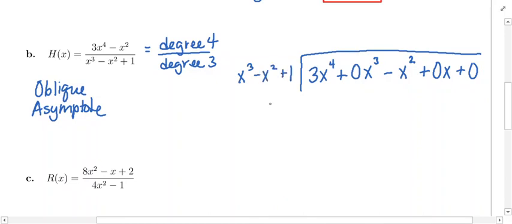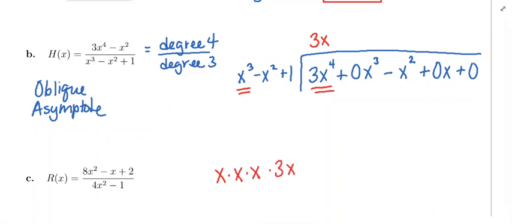Here we go. The first thing you're going to do is compare. You're going to say, if I look at this, what do I need to multiply x cubed by to get 3x to the fourth? Well, I've got to multiply by 3, and I've got to go from the third power to the fourth power, I've got to multiply by x. So basically what I'm doing here is x cubed, which is x times x times x, times 3x. That's going to give me 3x to the fourth. So that's what's going to go there.